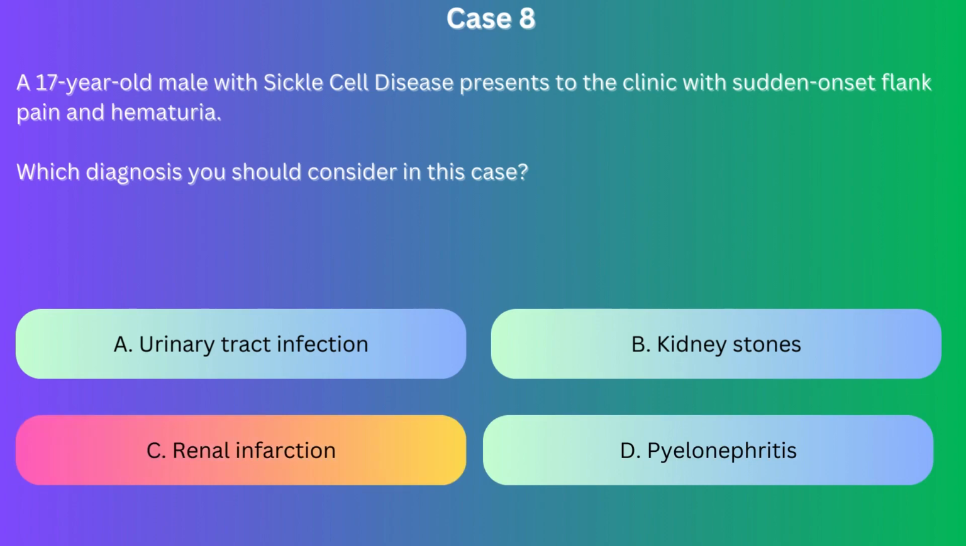In sickle cell disease, renal infarction is a possible complication due to the occlusion of renal blood vessels by sickle cells. This can lead to ischemia and infarction of kidney tissue, presenting with symptoms such as flank pain and hematuria. The unique nature of the renal medulla, which has a relatively low oxygen environment, makes it particularly susceptible to sickling and vaso-occlusion. Renal infarction in sickle cell disease can be part of a vaso-occlusive crisis affecting multiple organs.